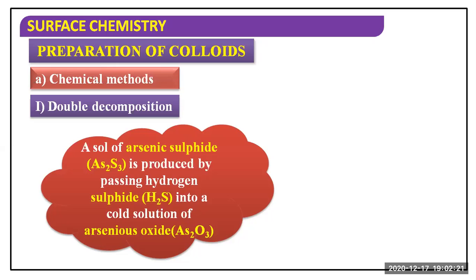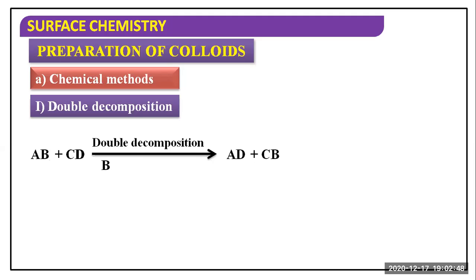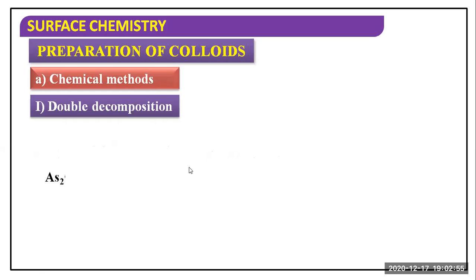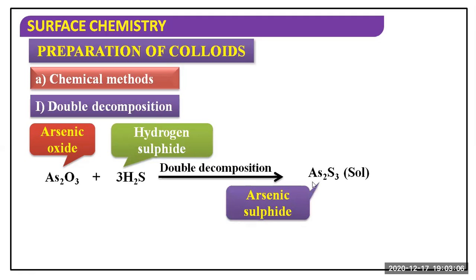Double decomposition: a sol of arsenic sulfide is produced by passing hydrogen sulfide into a cold solution of arsenous oxide. AB plus CD, double decomposition, then we get AD and BC. Okay. So this is double decomposition or double displacement reaction also. Arsenic oxide, hydrogen sulfide, then it will be arsenic sulfide and water. Okay. So this is sol. This arsenic sulfide is in colloidal particle size.